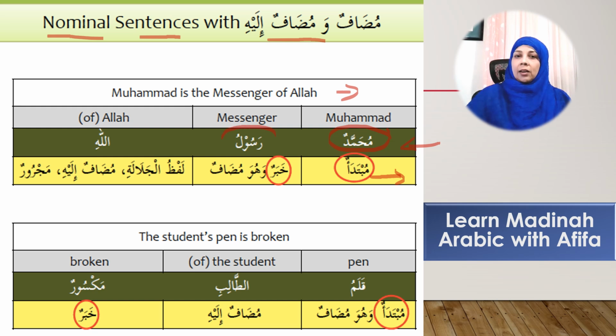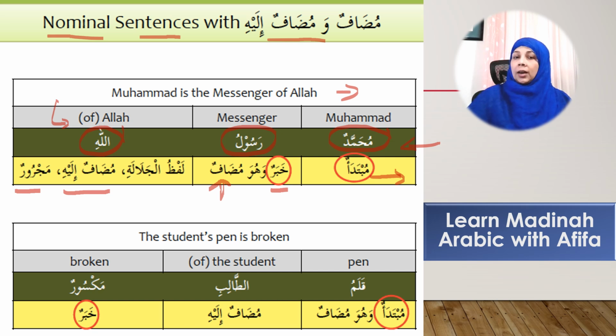So we say Rasulu is the khabar, and it is mudaf. And the mudaf ilayhi is Allahi. So Allahi is mudaf ilayhi, and it is majrurun, with a kasra. So Rasul is definite because it is definite by its position. It does not need the al in front of it because we're talking about the Rasul of Allah. So the Mudaf ilayhi is definite, so the Mudaf is also definite, even though it doesn't have the al in front of it.